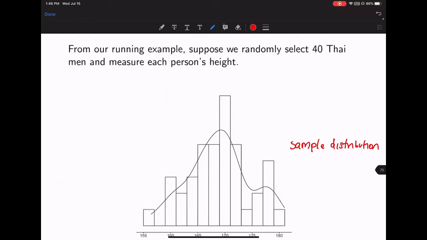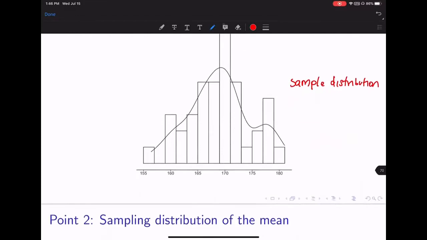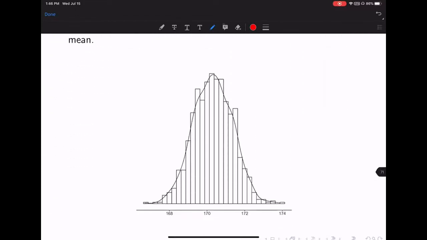Okay, so imagine further. Let's go big. If we can repeat this whole process 1,000 times, and each time we record the average height of the 40 men we select, and we plot the averages or the mean, right? And after we plot all those averages, we also calculate the grand mean, the grand average, and the standard deviation. What we get out of this: we select 40 Thai men, we record the height, we calculate the mean of those 40 people, we select another group, we do the same thing again and again 1,000 times.